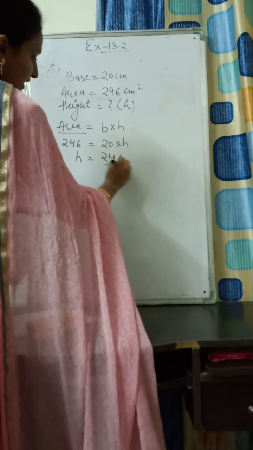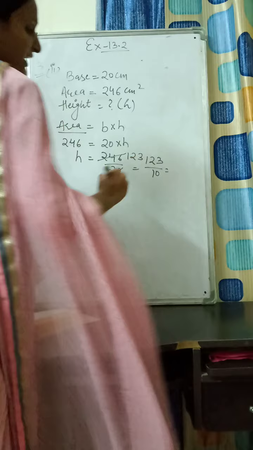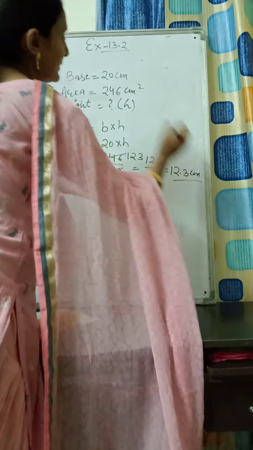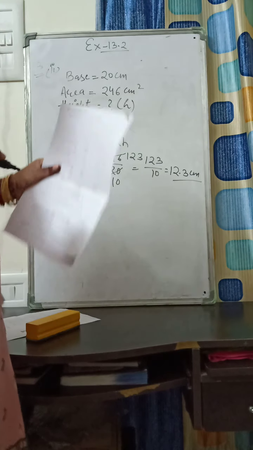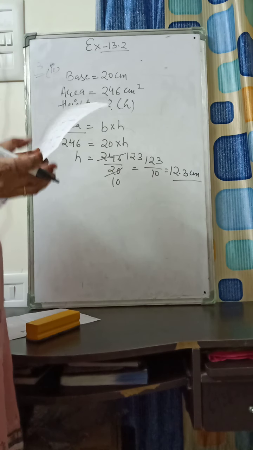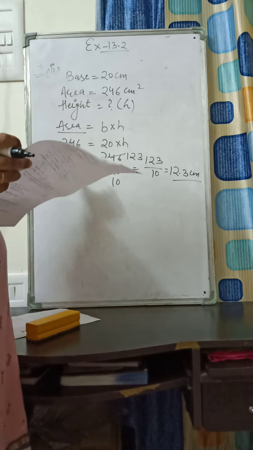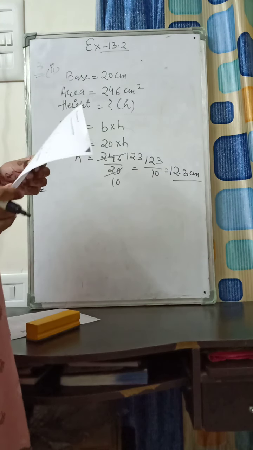So 246 by 20, we will cancel by 2. 2 ones are 2, 0. And again 2: 2 ones are 2, 2 twos are 4, 2 threes are 6. So here we get 123 upon 10, and we can write it in decimal form, that is 12.3 centimeter. So here the height of the parallelogram is 12.3 centimeter. Now in the same way, we can find the base and also the height in the other two parts. And we are going on to the fourth question.